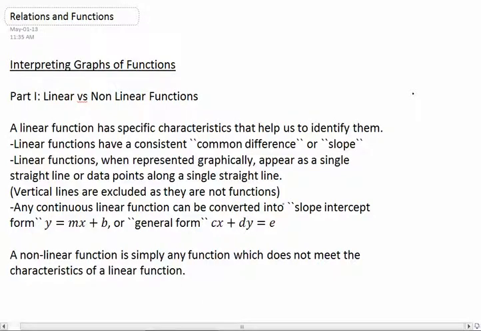That's not good. And linear functions are a single straight line, but vertical lines are excluded, because remember that a vertical line is not a function, because you'd have more than one.